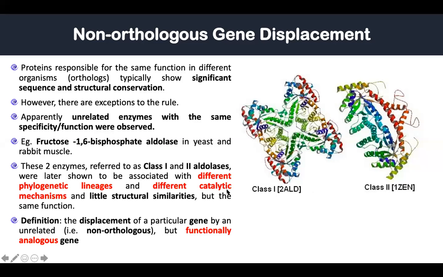Okay, the way they perform is a bit different because the catalytic mechanism is different, but at the end of it, they do the same thing. So that's when they invoked this new mechanism called non-orthologous gene displacement. The definition of this is the displacement of a particular gene by an unrelated, meaning non-orthologous, but functionally analogous gene, which means they have the same function, but they are basically non-orthologous or unrelated, right?